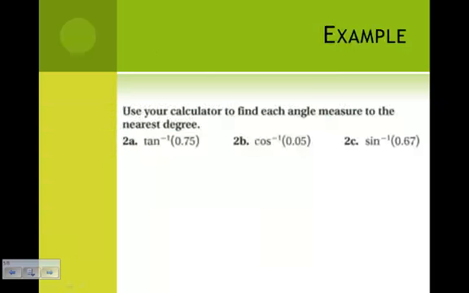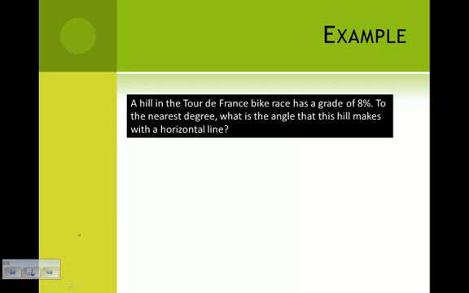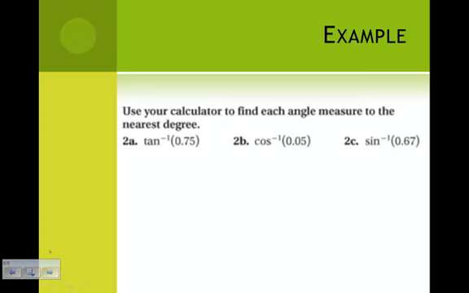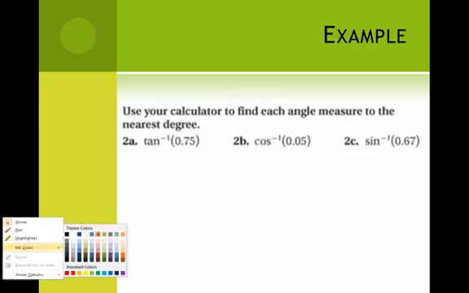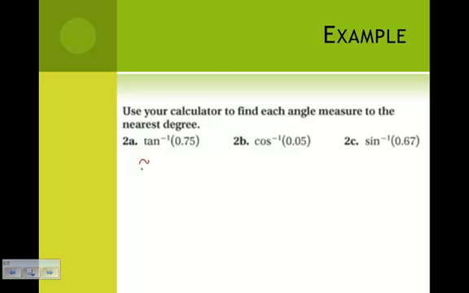So let's just practice doing the inverse tangent of 0.75 to find out the measure of the angle. That angle would be approximately, it says to the nearest degree, 37 degrees. I can do second cosine, inverse cosine of 0.05.